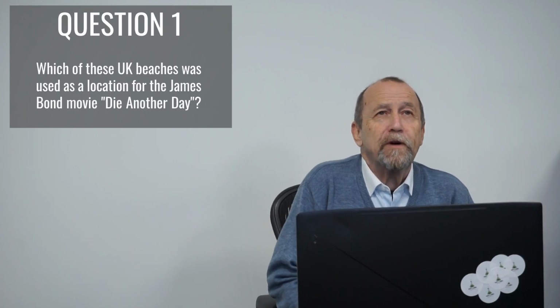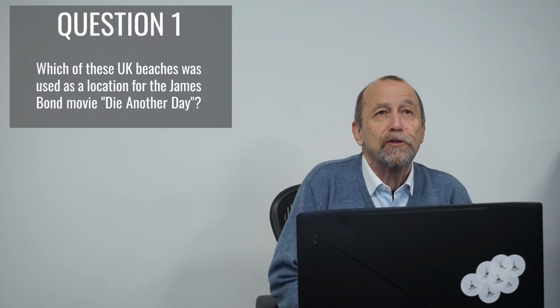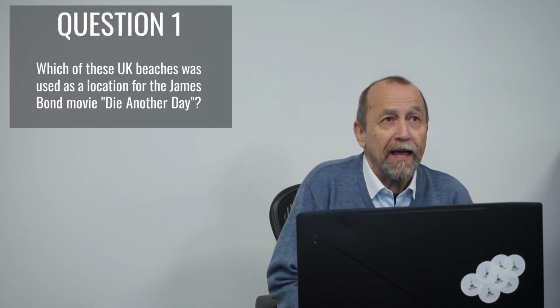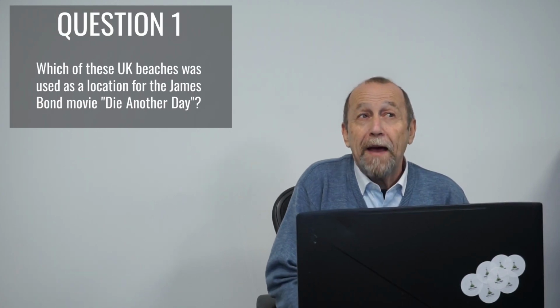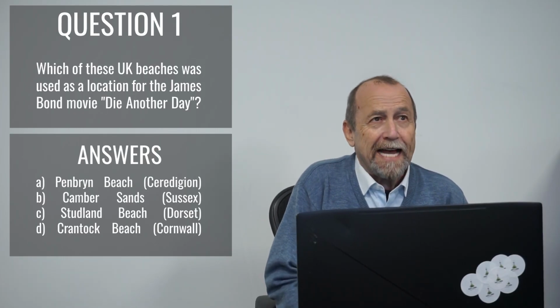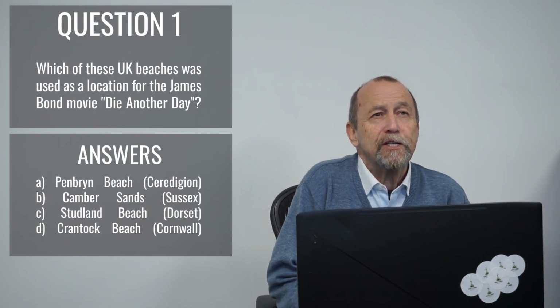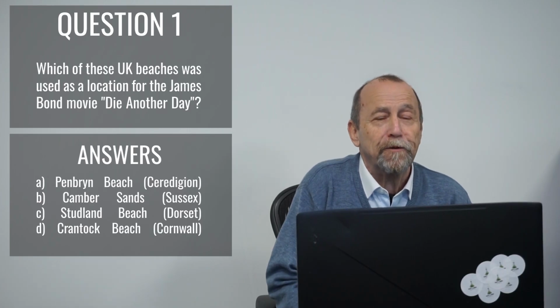Right, let's get going. So the first question is, which of these UK beaches was used as a location for the James Bond movie Die Another Day? Was it Penbryn Beach in Ceredigion in West Wales? Was it Camber Sands in Sussex? Was it Studland Beach in Dorset? Or Crantock Beach in Cornwall?